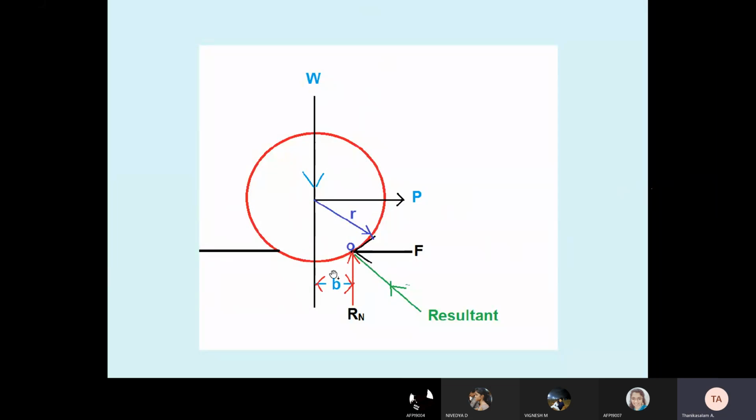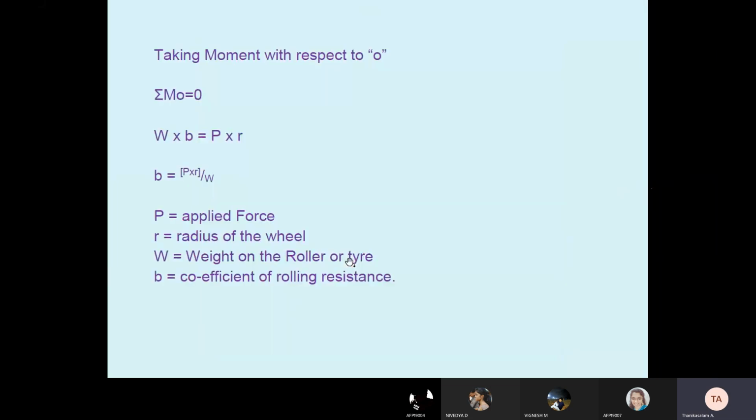Now I am taking moments with respect to b. Therefore W into b equals P into r. Therefore b equals P into r divided by W. P equals the applied force, r equals the radius of the wheel, W equals the weight on the roller or tire. Students, b equals the coefficient of rolling resistance.